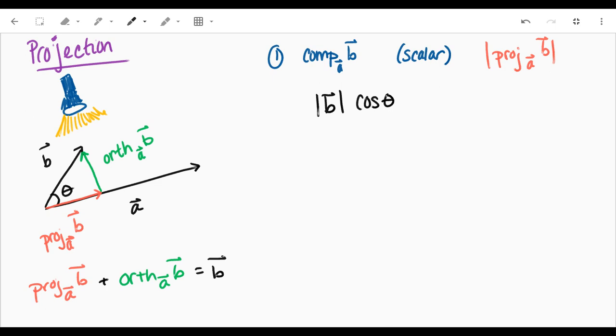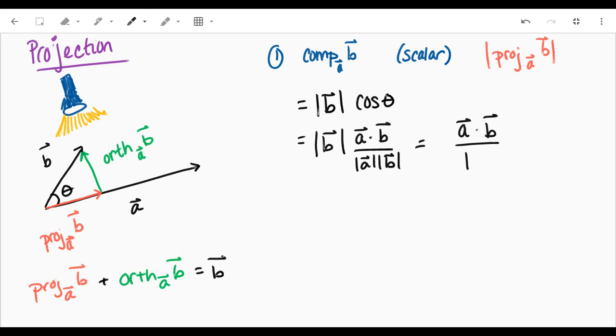Okay, so I'm going to write that component of B on A is equal to that. And what we just learned is the cosine of theta is A dot B over the magnitude of A times the magnitude of B. So those magnitudes of B cancel out. So that's just A dot B over the magnitude of A. Okay, so that would give us the magnitude, again, of that projection.